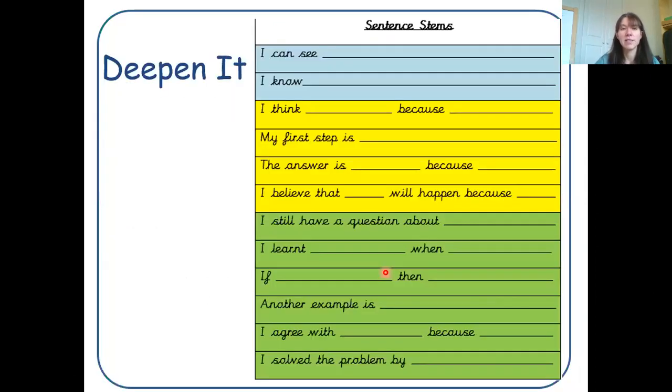Next then is our deepen it. Now I'd like you to try using some of those sentence stems. Do you remember at the start we explained how we worked out some of the calculations? So here are our sentence stems, and see which ones you can use at the end of the activity, or you could go back now and see which ones you could use for some of those earlier calculations, and how can you explain your reasoning.